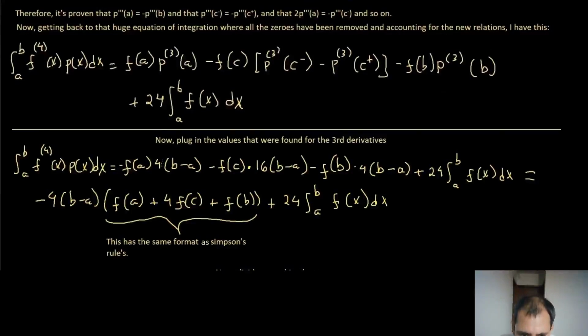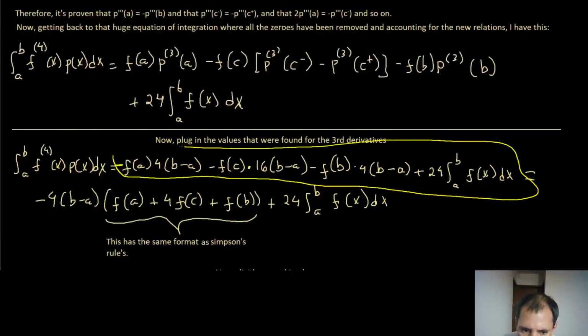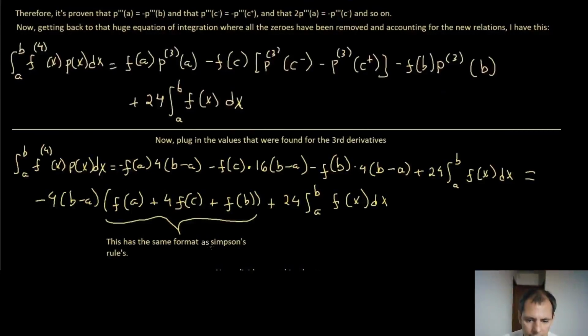Now, after you have this equation here, there's a minus here, okay guys? You're going to factor out the minus 4 times b minus a. Why? Because this has the same format as Simpson's rule. You see, you just came up with a big term in here, which is f of a plus 4f of c plus f of b. This is Simpson's rule. This is the approximation that we want.